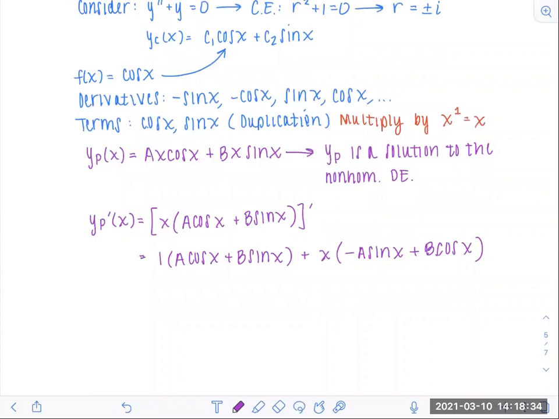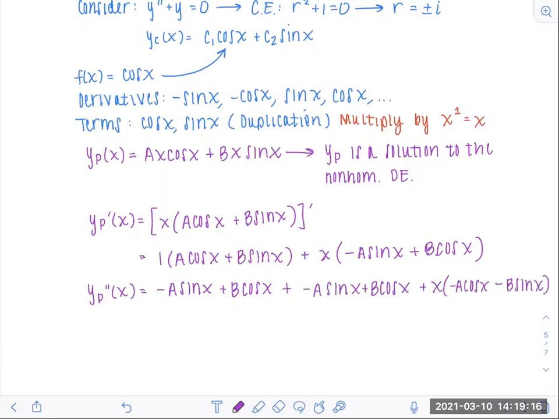All right, so here is my first derivative. Again, I don't particularly need the first derivative when I'm plugging things into the differential equation, but I need to compute it because I need to get to the second derivative. So let's go ahead and compute the second derivative. I get negative a sine x plus b cosine x. Now I'm going to apply the product rule. The derivative of x is 1, so I get negative a sine x plus b cosine x. Then rewriting the x and taking the derivative of that last set of parentheses, I get negative a cosine x minus b sine x.